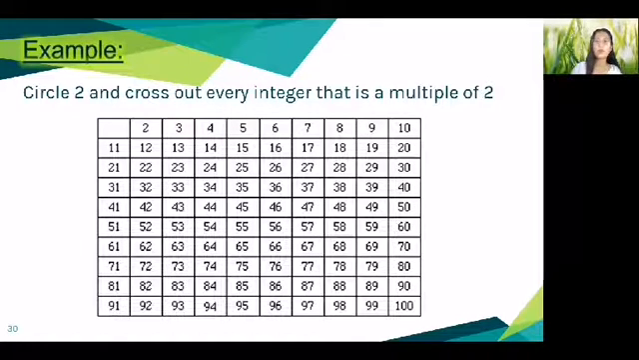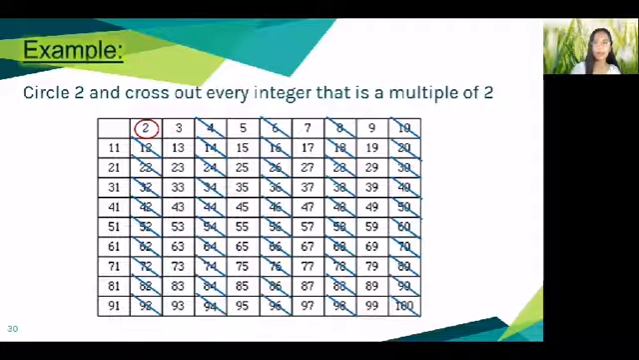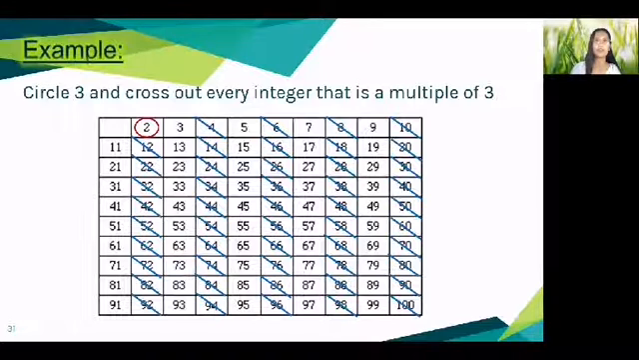When we say multiple of 2, any number that could be divided by 2, as you can see, we just eliminated and crossed out numbers that are multiples of 2. Then the next step is to look for the next number that is greater than 2 and has not been crossed out, and that number is 3. Then circle number 3 and cross out every integer that is a multiple of 3.